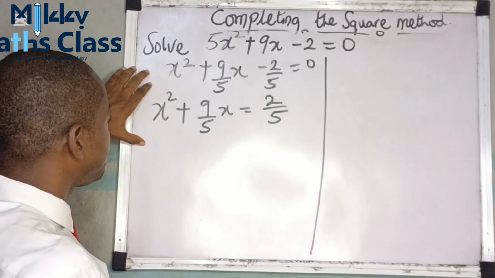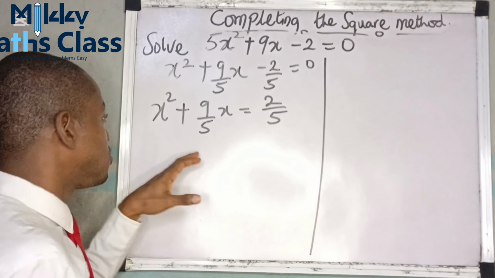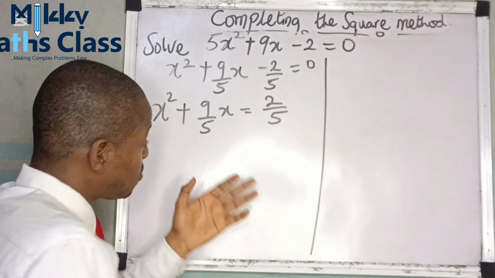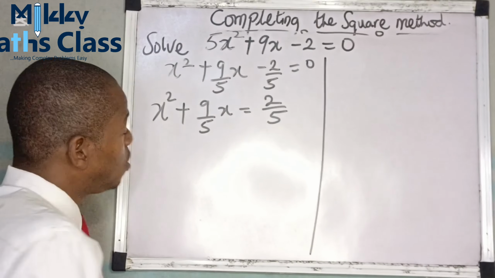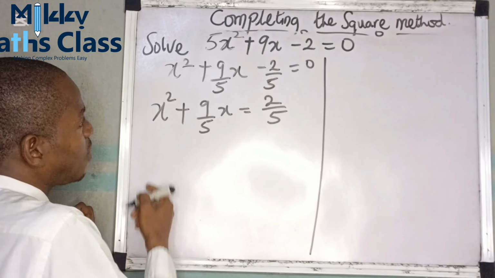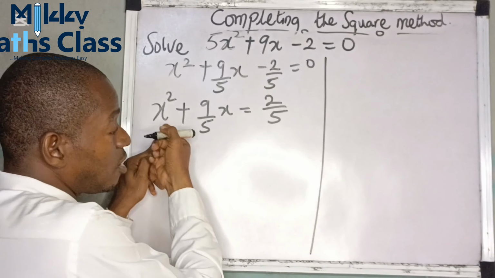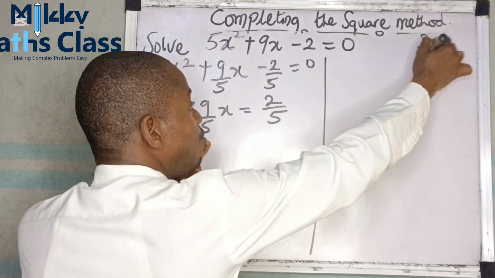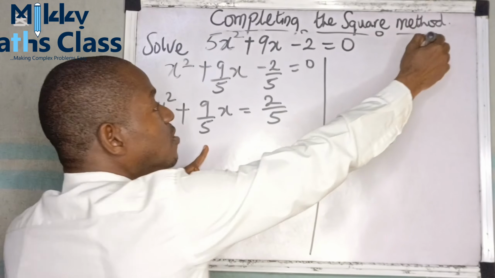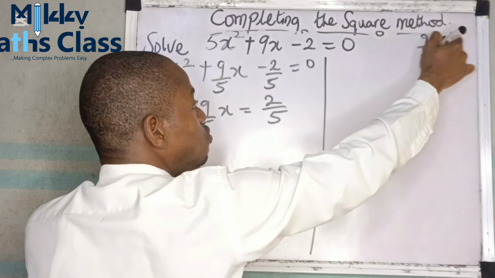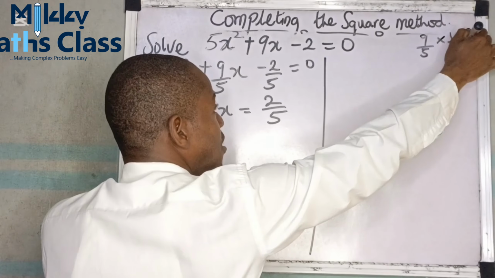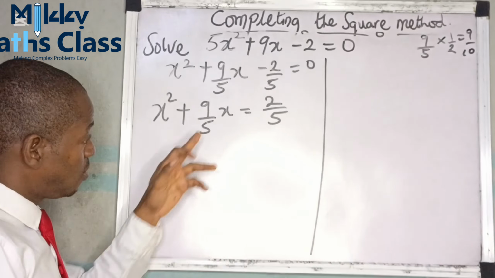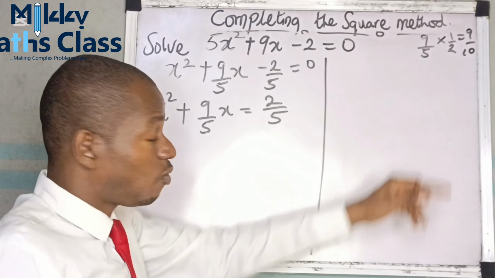So from here, the completing the square method says that we should half the coefficient of x. In other words, that's multiplied by 1 over 2. So when we multiply the coefficient of x here, not x squared, the coefficient of x here, you can put in the corner of your book, 9 over 5, half it. That's multiplied by 1 over 2. So 9 times 1 is 9, 5 times 2 is 10. So the half of 9 over 5 is 9 over 10.